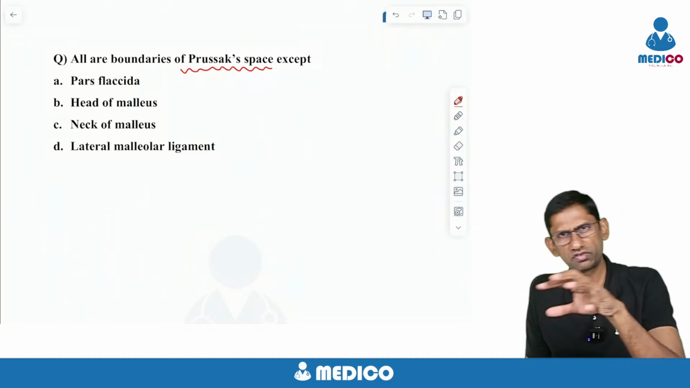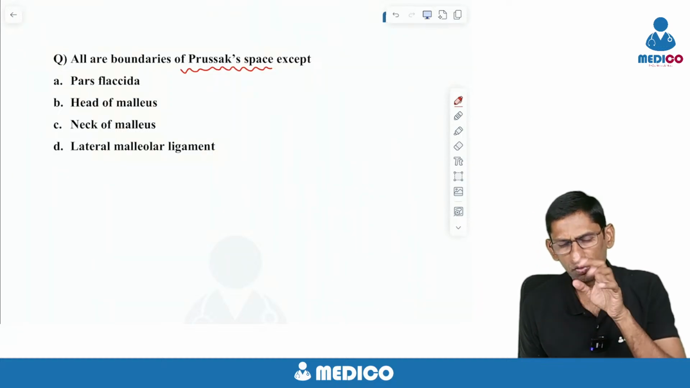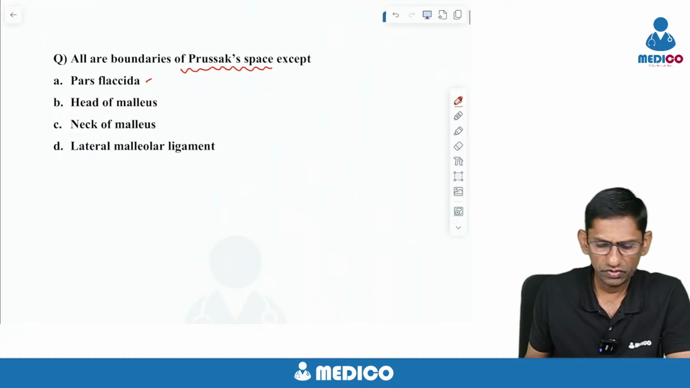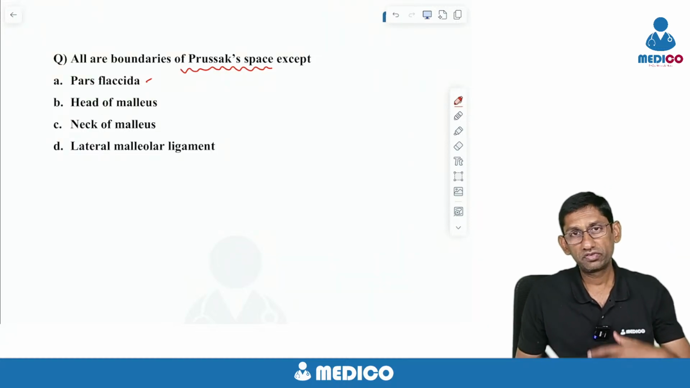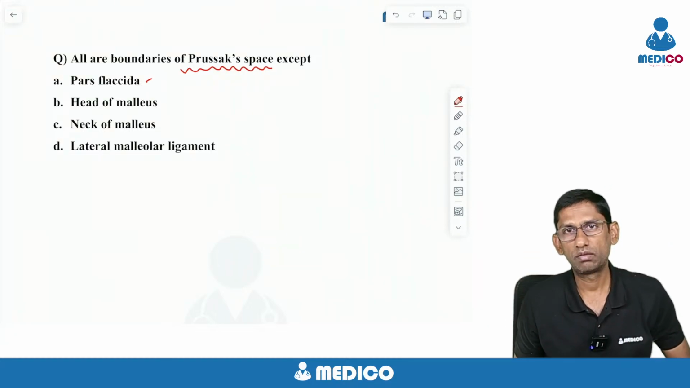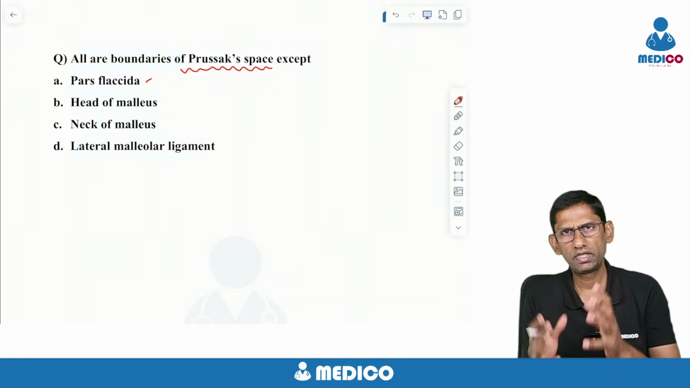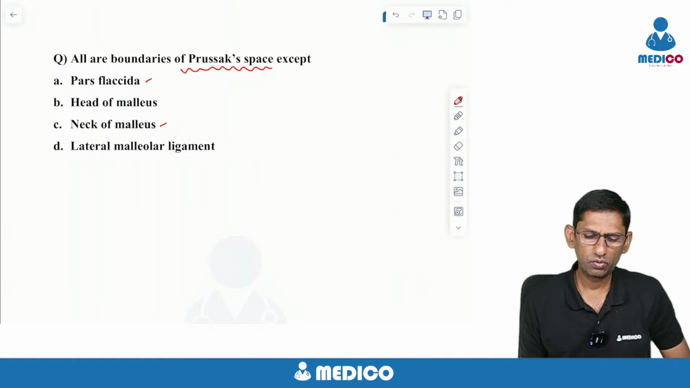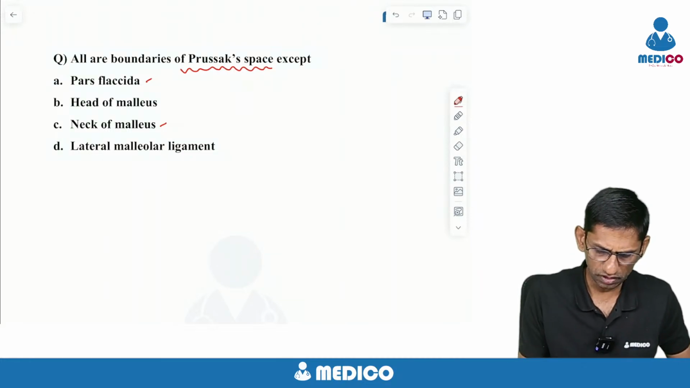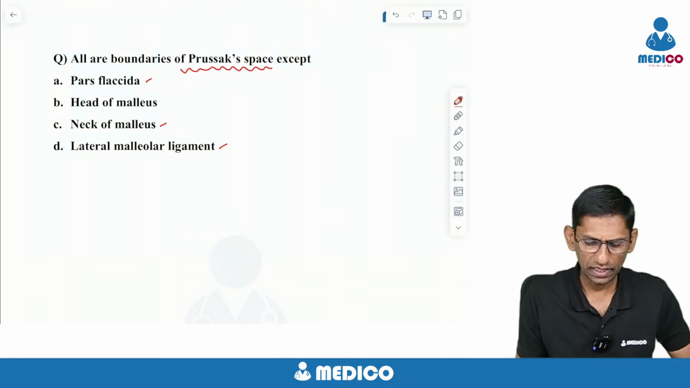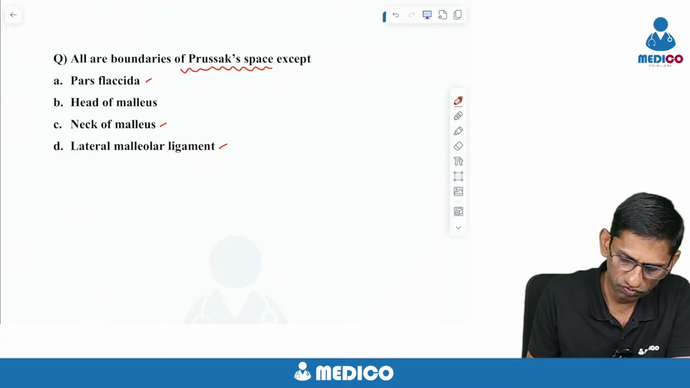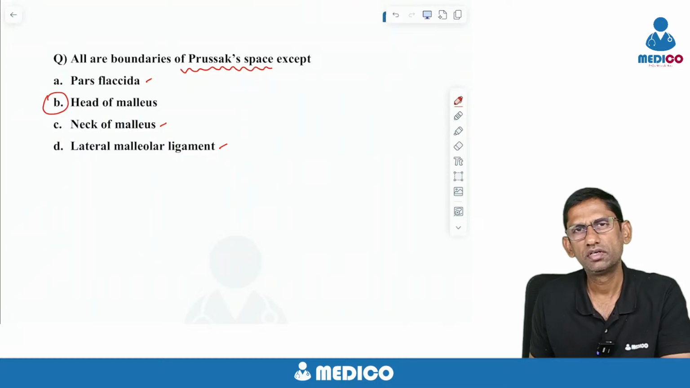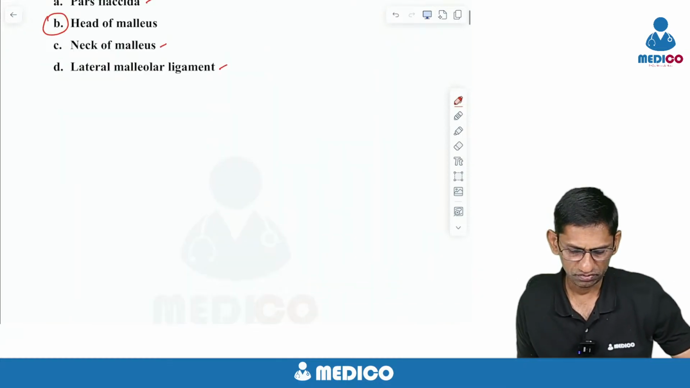So what is this small area bounded by? Laterally it is bounded by the pars flaccida, and we know the head of the malleus is bigger, it is in the epitympanum. The whole head cannot be the medial boundary, only the neck of the malleus forms the medial boundary of Prussak's space, and superiorly it is bounded by the lateral malleolar ligament. So the answer for this question is head of the malleus. It is not a boundary of Prussak's space.